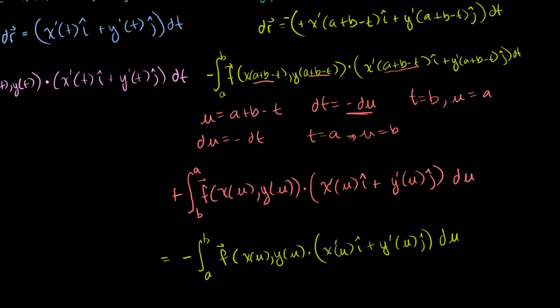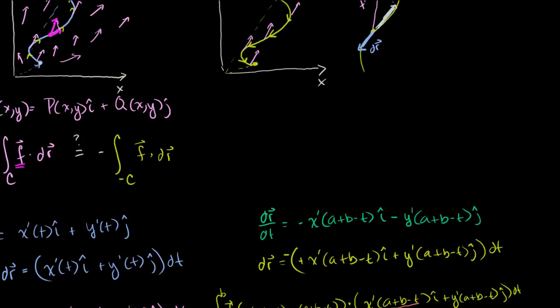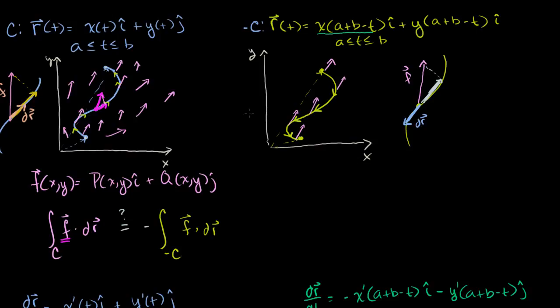So just to summarize everything, when you're dealing with line integrals over vector fields, the direction matters. If you go in the reverse direction, you're going to get the negative version of that. That's because at any point when you take the dot product, you're going in the opposite direction, so they'll be the negative of each other.